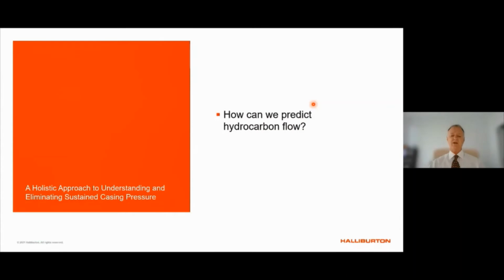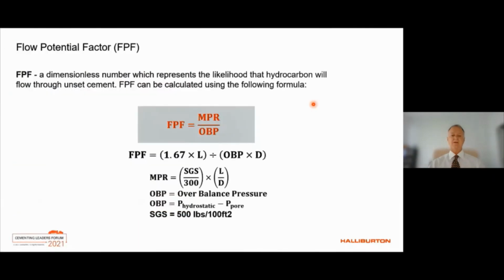So how can we predict hydrocarbon flow and the severity that it presents us with during the cement design phase? To perform this analysis, we need to calculate the reservoir's flow potential factor. Simply put, this is the maximum pressure reduction divided by the overbalance pressure.